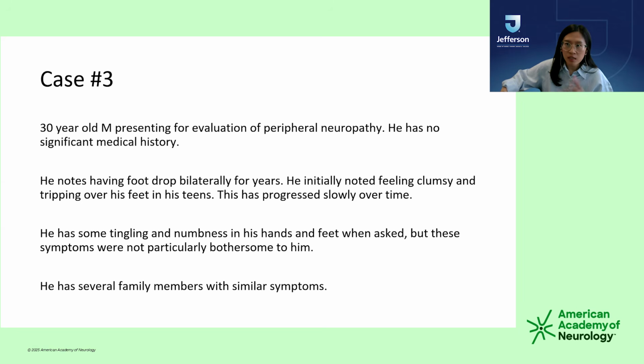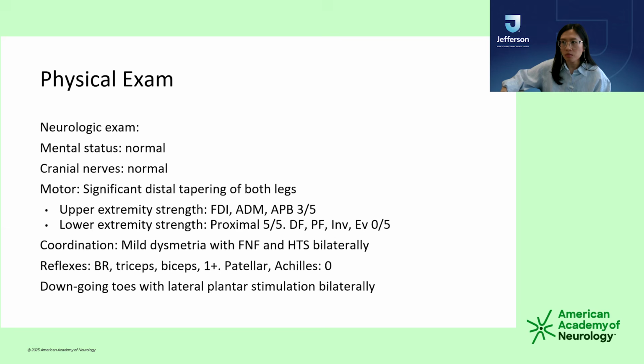When you ask him, he says, yeah, I have a little bit of tingling and numbness in my hands and feet, although they don't seem to bother him that much. Notably, he has multiple family members with similar symptoms. On his exam, his mental status and cranial nerves are normal. He does have this atrophy, this distal tapering of bilateral legs that you notice.